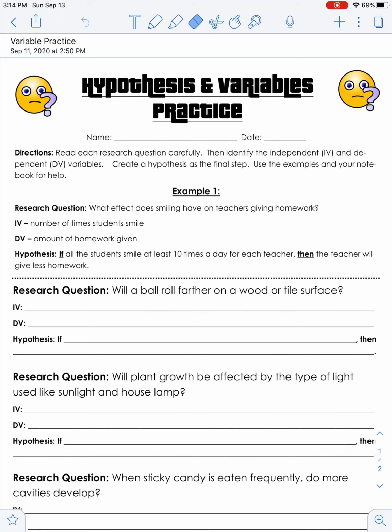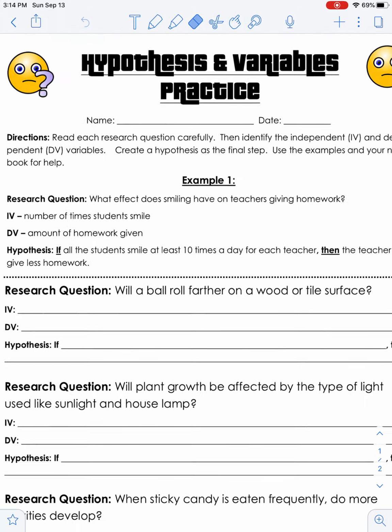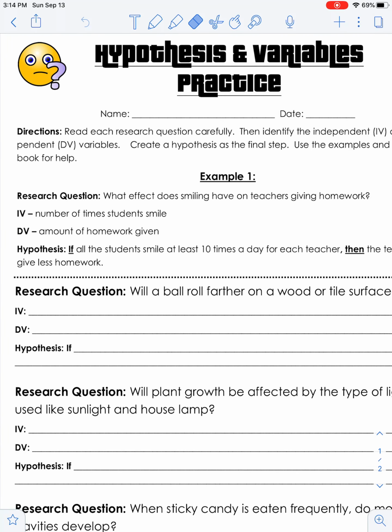So we are going to add the because onto these as well, because here at West we do an if-then-because type hypothesis. Alrighty, so let's take a look at this first one. Will a ball roll farther on a wood or tile surface? So the independent variable, what we are purposely going to change between these two experiments, would be the type of flooring. So then what we are going to measure would be distance. Because which one will roll further, that will be distance.